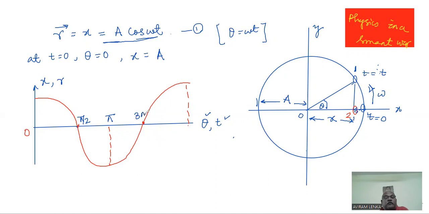I have to write it about 3 pi by 2, and that will be 2 pi. If the same axis is being written in terms of time, that will be pi by 2 omega. Mark my words, pi by 2 omega. This will be pi by omega. That doesn't make so much of a difference. That will be 3 pi by 2 omega. That will be 2 pi by omega.